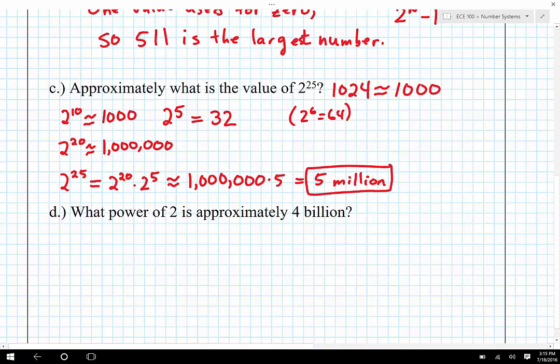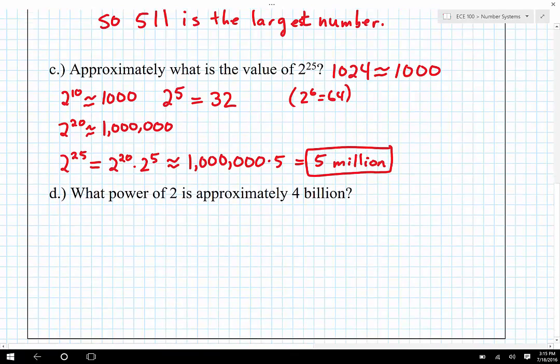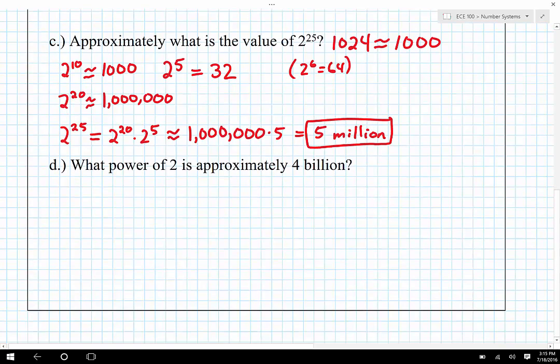Most of the time, after you've had some practice with this, you'll be able to do that sort of calculation in your head. The really nice thing is that 2 to the 10th is about 1,000, so it doesn't really matter. Those become very easy to multiply: 1,000, a million, a billion, a trillion, and so forth, which we see in part D. What is the power of 2 that is approximately 4 billion?